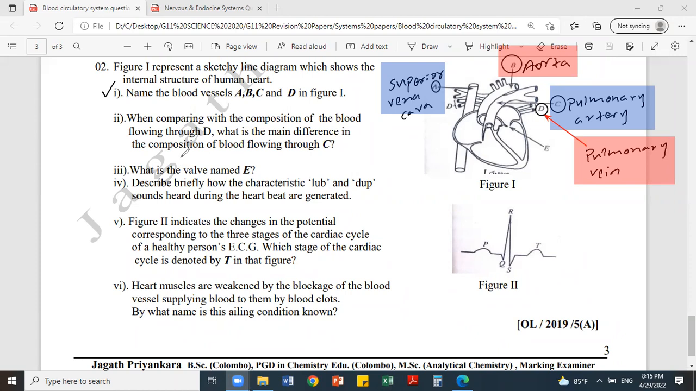Then part 2. When comparing with the composition of blood flowing through D, what is the main difference in the composition of blood flowing through C? That means D and C, what can you say about the composition of blood? I told you D contains oxygenated blood or red blood. That's why I highlighted this red. D contains a higher concentration of oxygen. But they are asking the main difference in the composition of blood flowing through C.